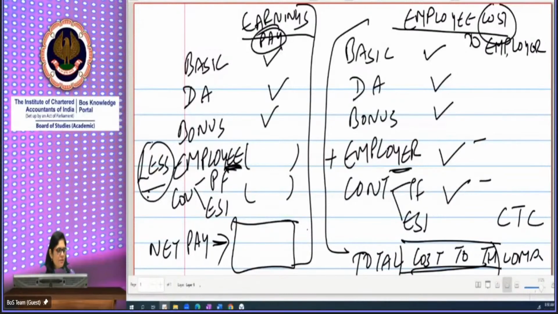Is PF and ESI also calculated on overtime premium, ma'am? No, PF and ESI are never calculated on overtime premium. They are always calculated on basic or DA, or just basic. Clear? Whatever I've explained to you, this is important.